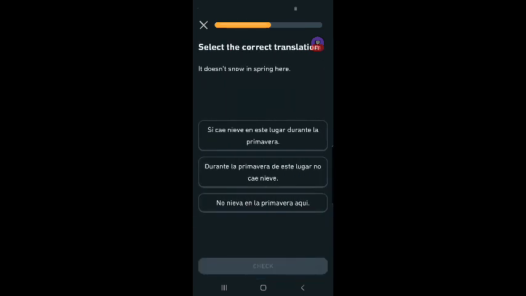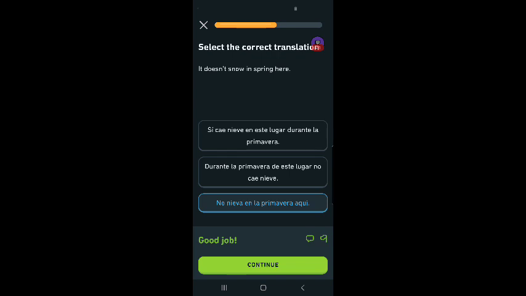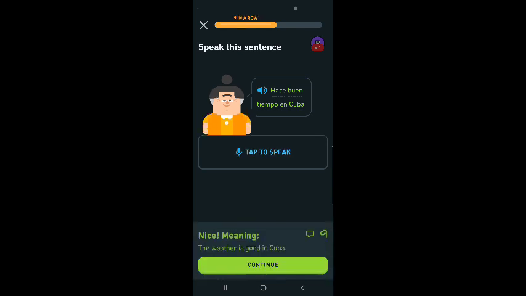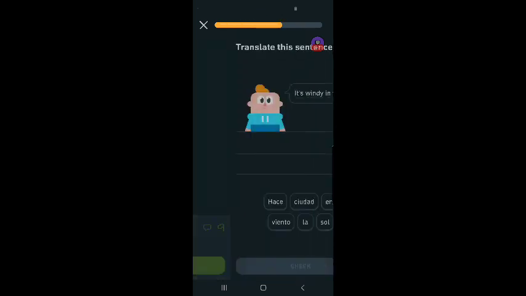Doesn't snow in spring here. Si cae nieve en este lugar durante la primavera. That might make sense. No. Durante la primavera de este lugar no cae nieve. No nieva en la primavera aquí. Hace buen tiempo en Cuba. Weather is good in Cuba.